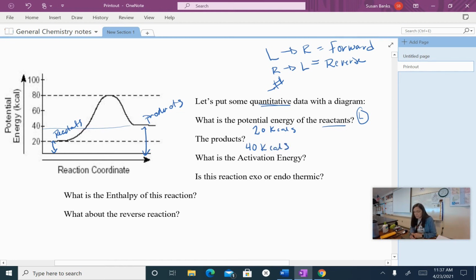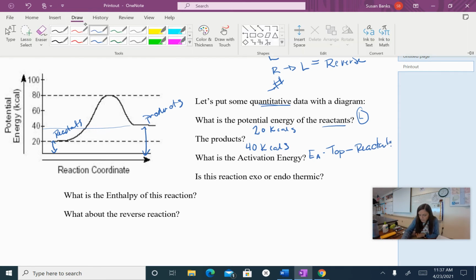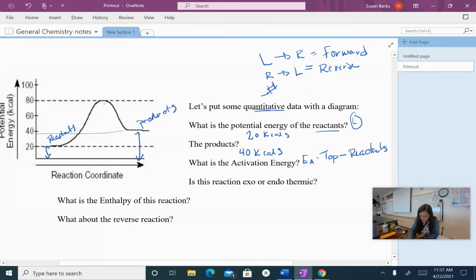What's the activation energy? Remember, the activation energy is the difference between the top of the curve and where the reactants are. So I'm going to look at the difference between where the reactants are and that top of the curve, which is right here. That's my activation energy, right here. Okay, so 80 minus 20 gives me 60. So I'm going to have 60 kilocalories.